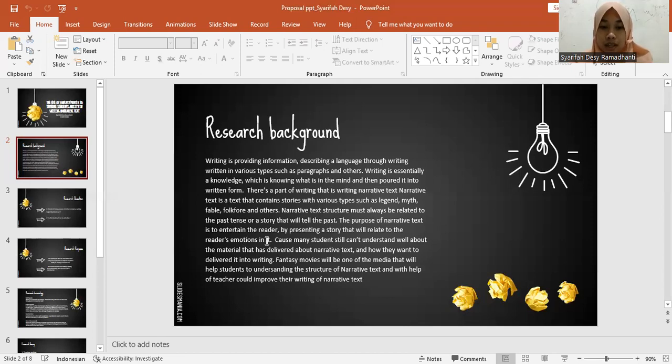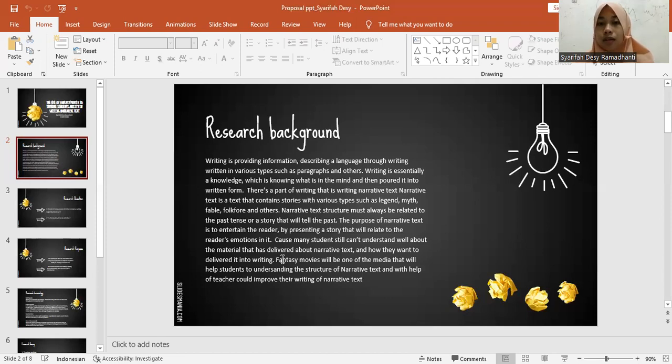reader's emotions. And why I have chosen narrative text and fantasy movies: because many students still cannot understand well the material that has been delivered about narrative text. There are many students who still cannot understand well the structure of narrative text, or what narrative text looks like, and how to deliver it in their writing.